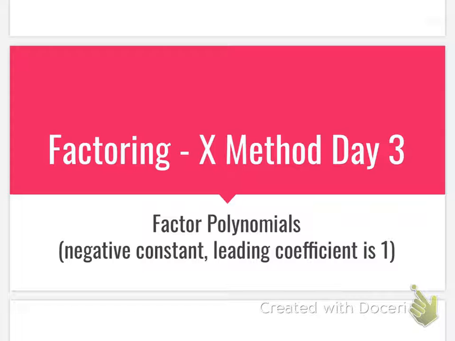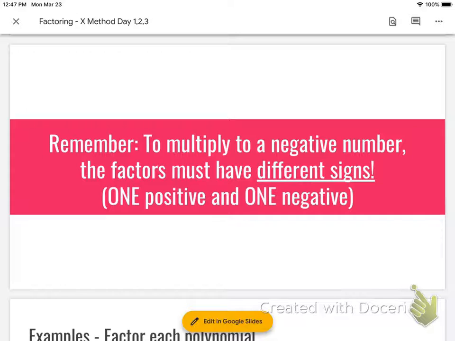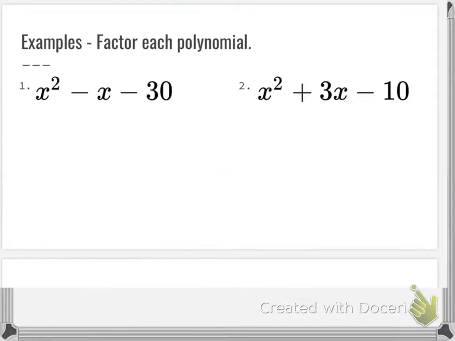So here we're using the X method for day 3, where we have a negative constant and the leading coefficient is 1. Now here's the key: to remember, to multiply to get a negative number, they have to have different signs. One positive number times one negative number. We only have 4 examples today. We're going to start with that magic X still.